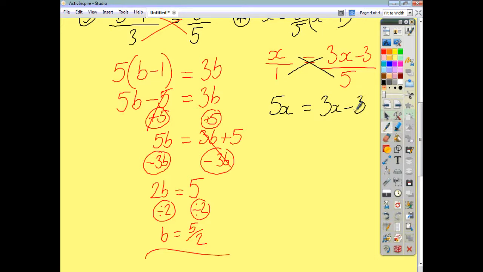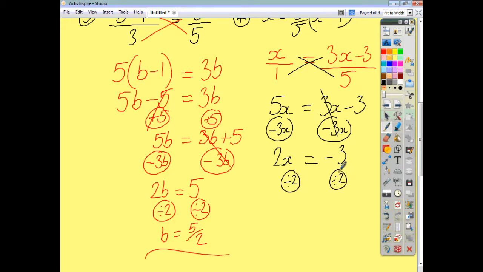And you notice how much easier this is to work with than what we had before. So now all we need to do is get letters to one side, numbers to the other. So we take away 3x from both sides, and we end up with 2x on the left, negative 3 on the right. Divide both sides by 2, and you end up with x being negative 3 over 2.